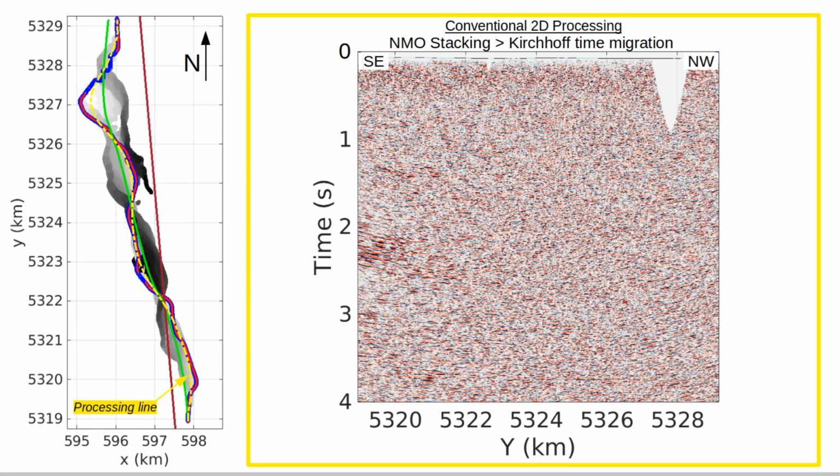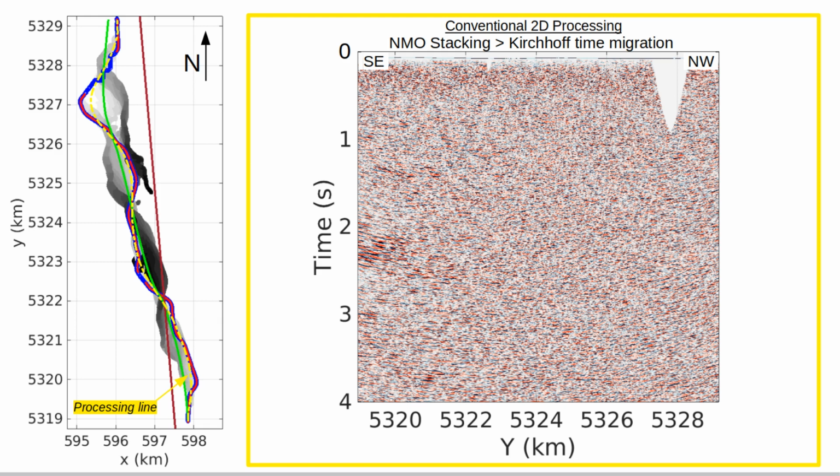Here, I'm going to compare the migrated stack sections produced by 2.5D multifocusing and conventional processing methods. The Larder Lake seismic data has been processed by different processors from different companies using various conventional processing workflows and strategies. In this presentation, I'm going to show just two of them. The seismic image was produced along the dashed yellow slalom line by applying post-stack Kirchhoff time migration on the NMO stack section.